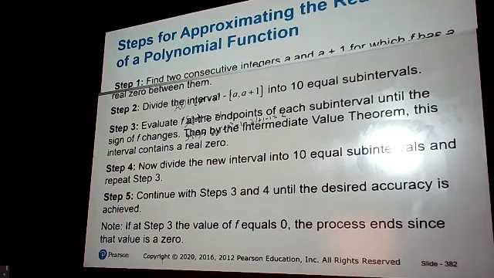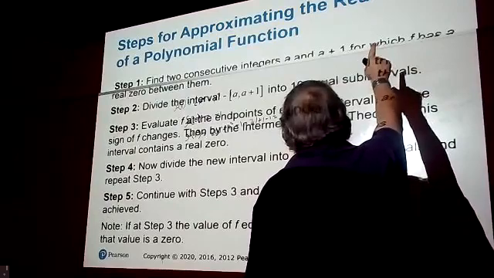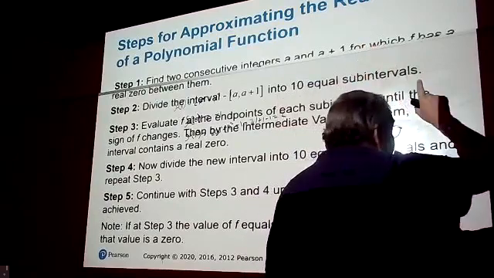Right, so we want to find two consecutive integers, a and a plus 1, for which f has a real 0 between them. So we can approximate the real 0. Yeah, the word 0 kind of got left off in the picture.